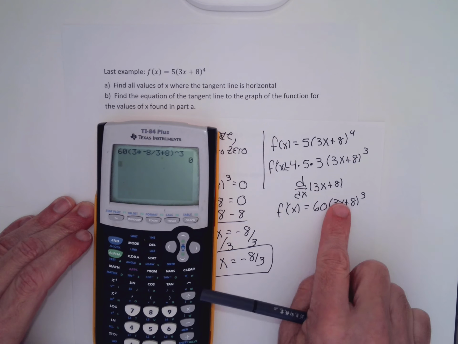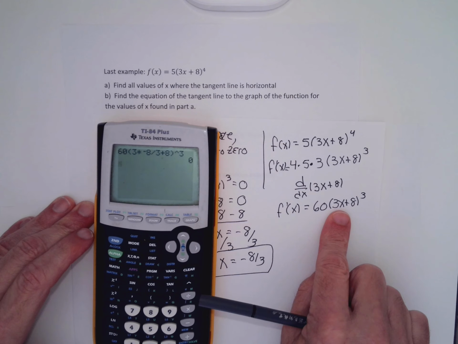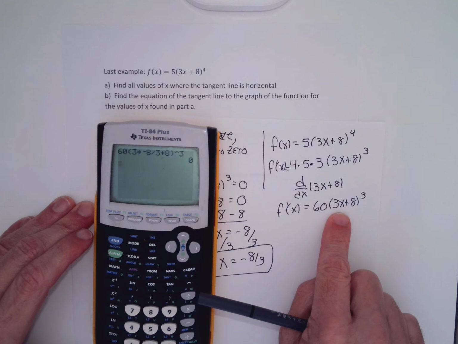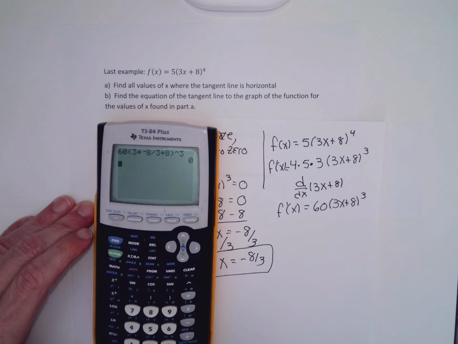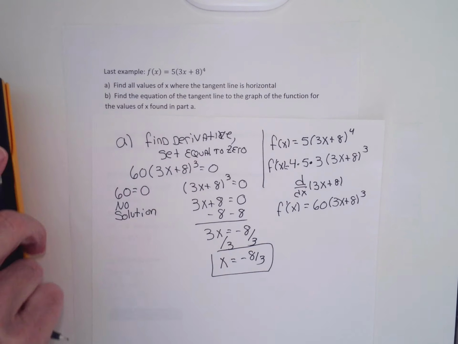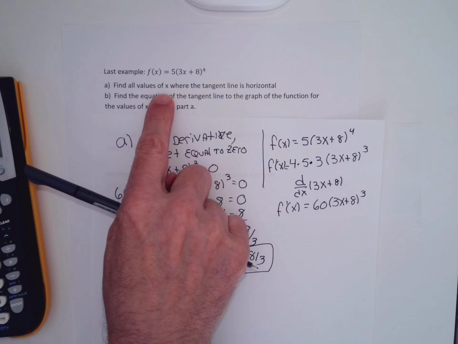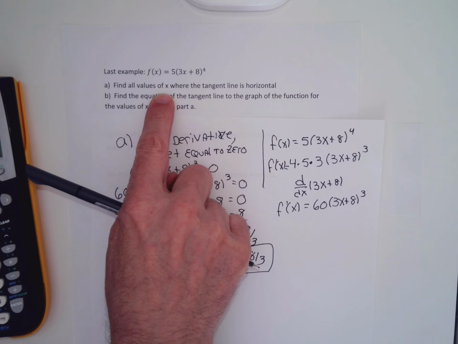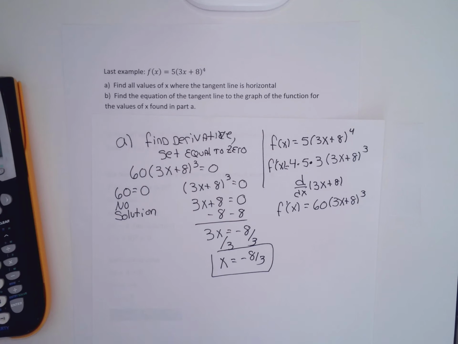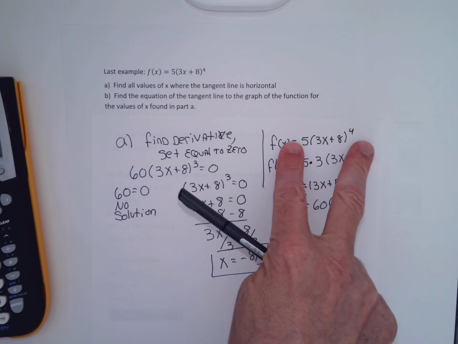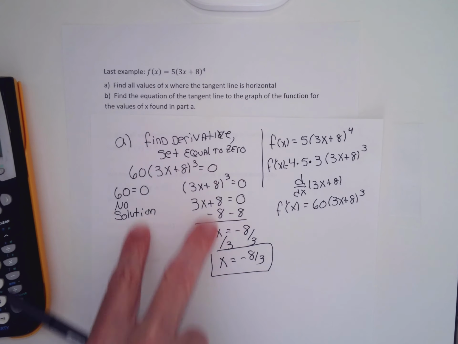Plugging a number into the derivative gives me a slope of a tangent line. I plug negative 8/3 into the derivative, I got 0, which means the slope of the tangent line when x is negative 8/3 is 0, and horizontal lines have slopes of 0. So my answer to part A is just this. Anytime I'm not given a value of x and I'm asked to find a value of x where tangent lines are horizontal, you simply find the derivative, set the derivative equal to 0, and solve for x.